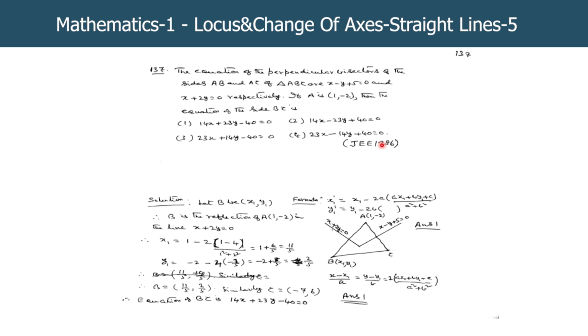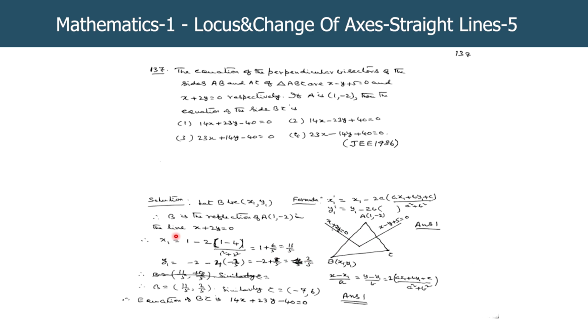So see the figure, and you know that if you take the perpendicular bisector, ABC is the triangle. Suppose B is (x1, y1). So this (x1, y1) is nothing but the reflection of A (1, minus 2) through the perpendicular bisector x plus 2y equal to 0.